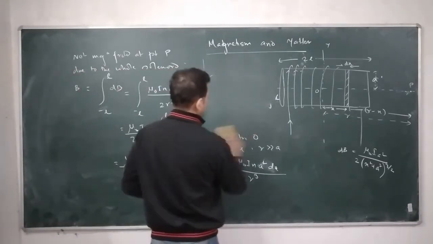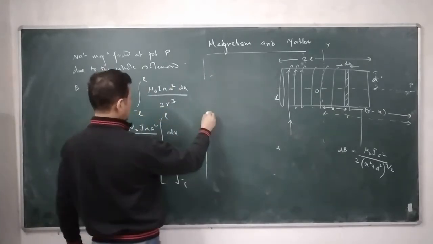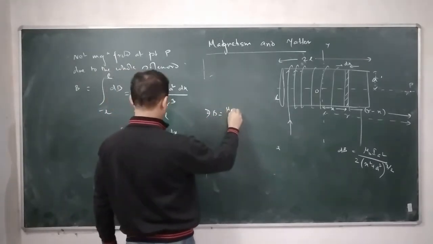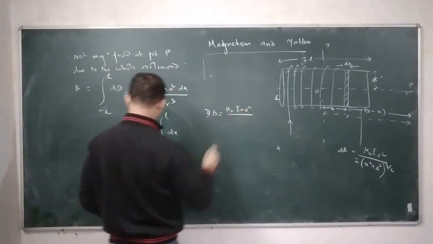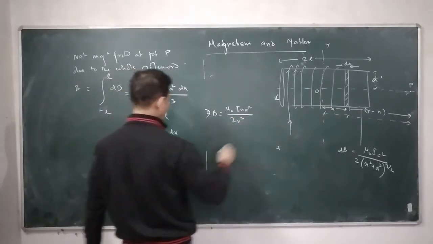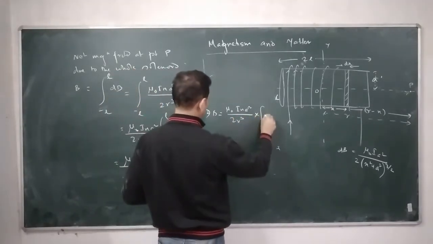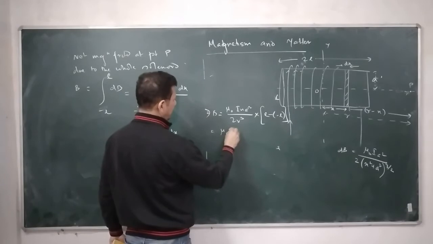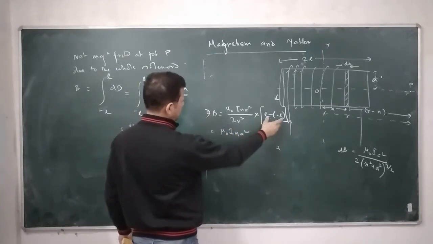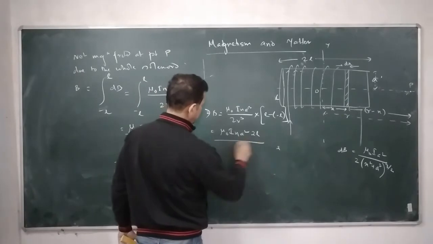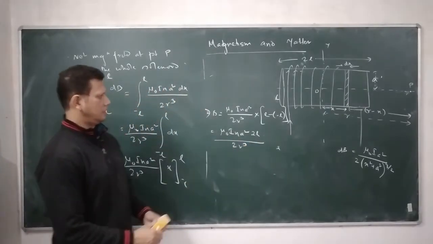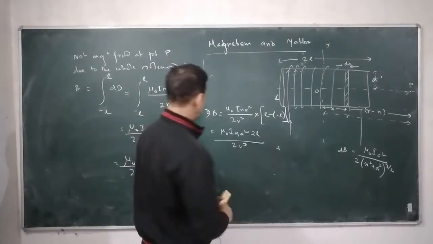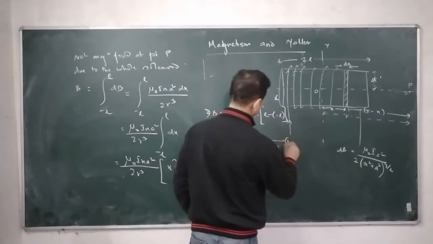Evaluating this integration, what will you now get? You will get B equal to μ₀ I n a² by 2r³ into (L − (−L)). So it will be μ₀ I n a² times 2L by 2r³, since L minus of minus becomes plus. Okay, put this as equation number 1.